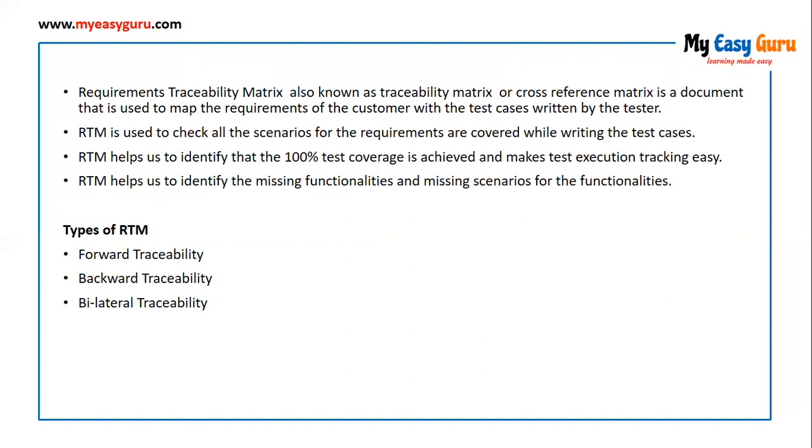There are three types of RTM. First is forward traceability, second, backward traceability, and third is bilateral traceability.